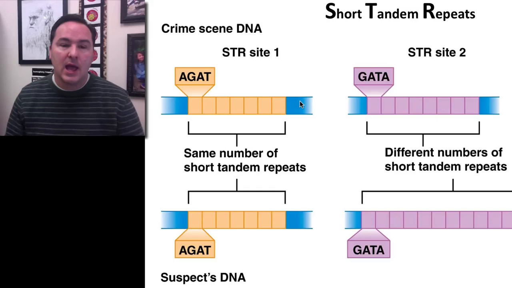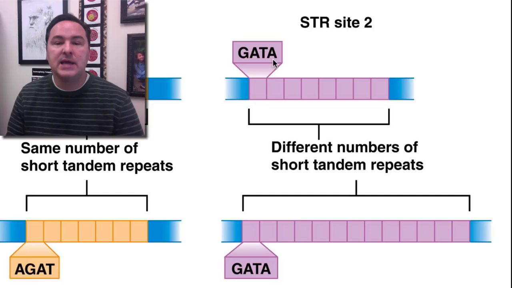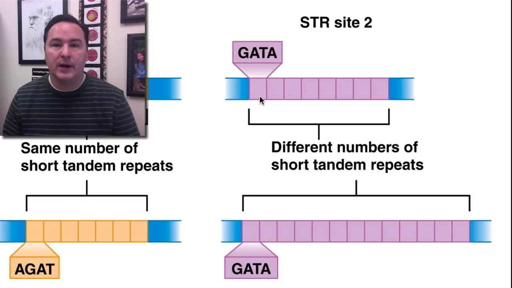So you start to say, ah, this is evidence supporting that this person committed the crime. However, you can then look at a different STR site, and this one is a GATA repeat site. Here at the crime scene DNA, in this example where we're saying this is semen from a rape victim, there's 1, 2, 3, 4, 5, 6, 7, 8 short tandem repeats of the GATA repeat.